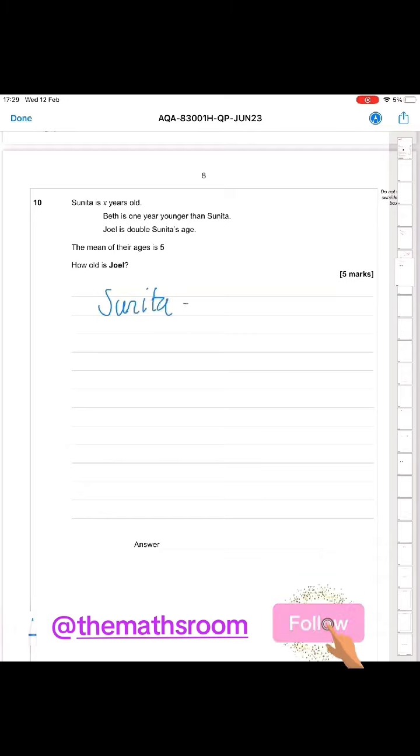So we've got Sunita, who's x. We've then got Beth, who is 1 year younger than Sunita. So we're going to represent that as x minus 1. We've then got that Joel is double Sunita's age.